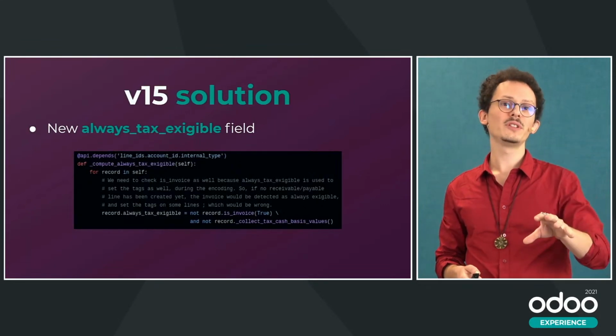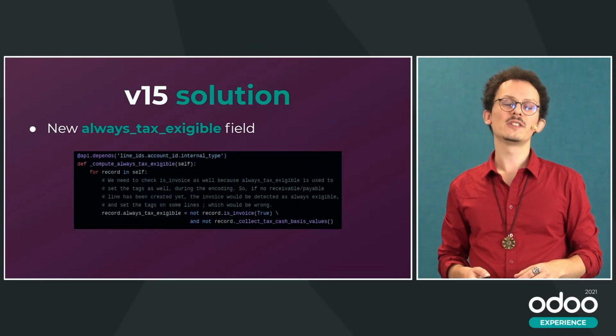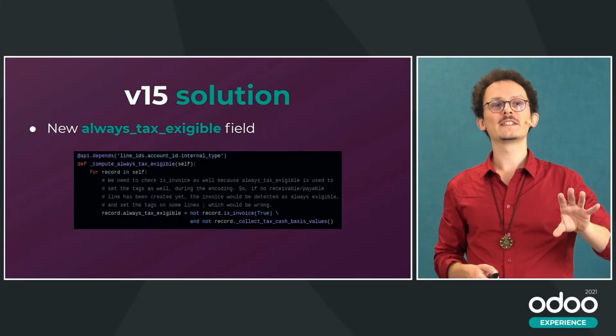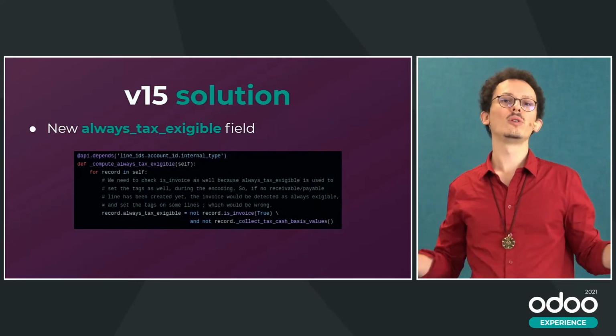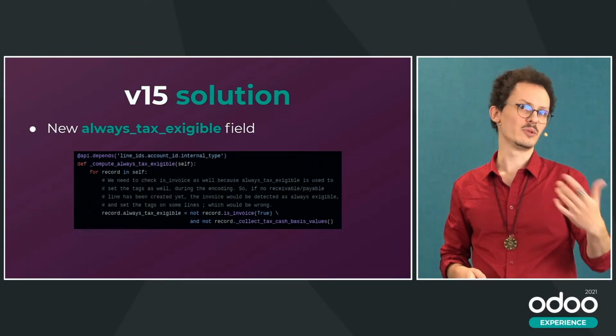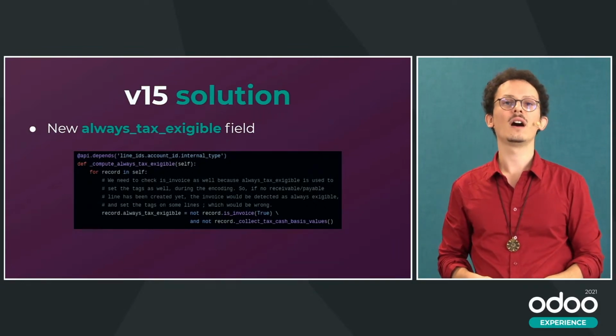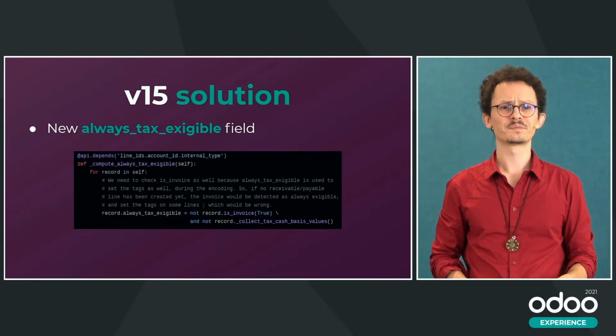We use something way more standard and simple. We just use a computed field on the account move that is essentially saying, okay, all the cash basis taxes that I have in this move should always be exigible. And we use that in the reports and in the domains to get all the amounts we need.